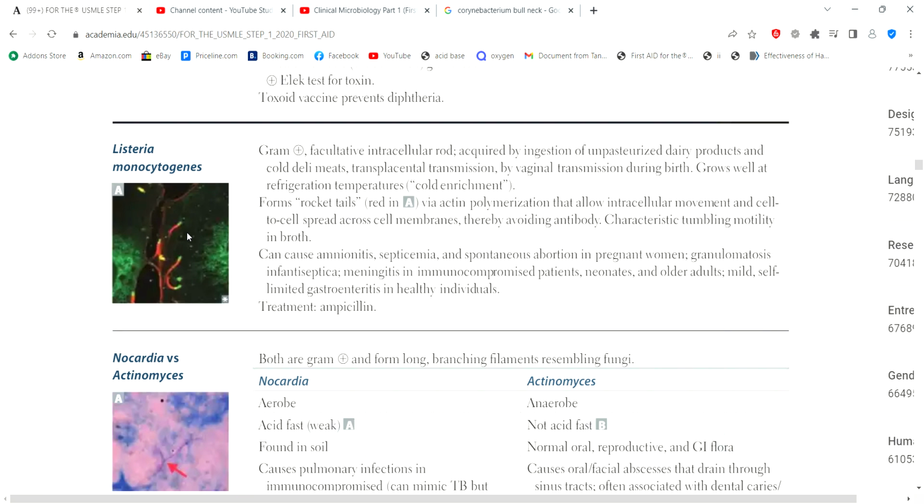And Listeria is relatively not dangerous in healthy individuals. You can get gastroenteritis, which will go away on its own.